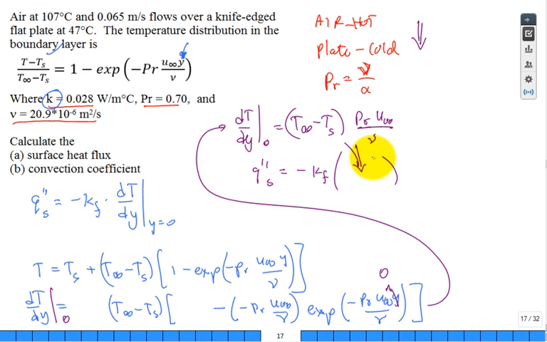Just bring that down. And when we calculate the values there, it comes out to be negative 3,660 watts per meter squared. Will the units work? Chase your units. Work slowly. Make sure your units work, and they do work. What's the next one? What is the convection coefficient? H.